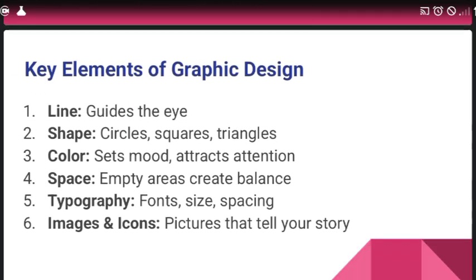Now, the key element, number one, is line. Your line helps you to guide your eye so that you can align your elements in your design. Now you also have your shapes: your circles, squares, and triangles. You know your shapes, right? And then you have your colors. Your color communicates mood because each color has its own meaning. It attracts attention. Then you also have your space, empty areas that create balance.